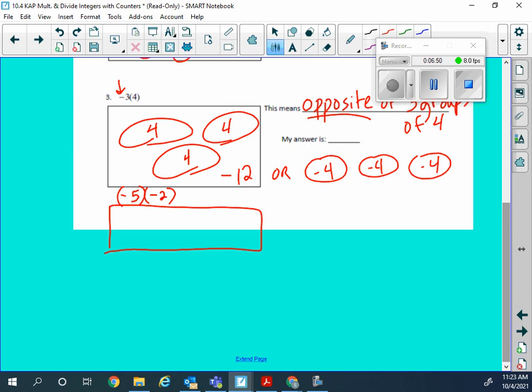So now, let's say what this means. Well, I can't have negative 5 groups of negative 2, right? So what would you say? The opposite. You should draw the opposite of what? Of 5 groups of negative 2. So let's go ahead and do 5 groups.